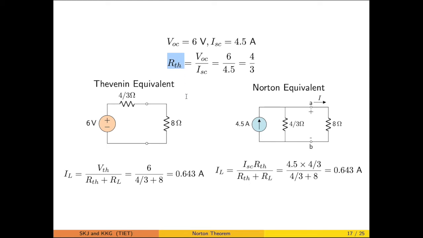RTH is known. So whether it is a Thevenin equivalent or the Norton equivalent, you have simply substituted the numerical values. You calculated the load current here, say VTH upon RTH plus RL. This gives you 0.643 ampere. The same result is obtained when the parallel division of the current takes place with this short circuit current, or the Norton current.